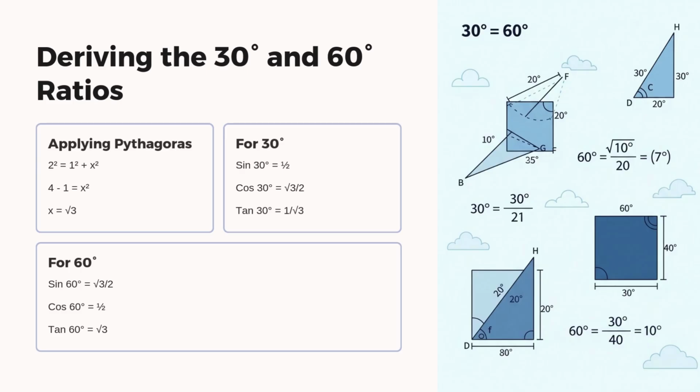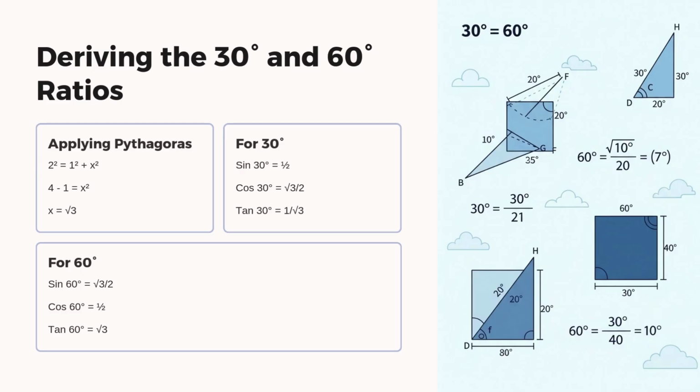For 30 degrees, sine of 30 degrees equals 1 divided by 2. This is derived as the ratio of the side opposite to 30 degrees over the hypotenuse. Cosine of 30 degrees equals square root of 3 divided by 2. This is obtained as the ratio of the side adjacent to 30 degrees over the hypotenuse. Tangent of 30 degrees equals 1 divided by square root of 3. This follows from the ratio of the side opposite to 30 degrees over the side adjacent to 30 degrees.